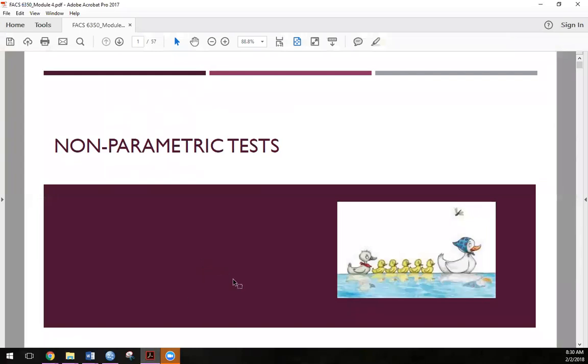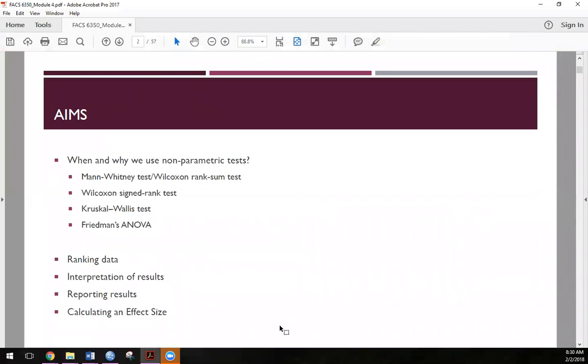And talk about non-parametric tests now. So when we use non-parametric tests, it's because there's data that we have that isn't normal. It's not parametric, so it means it's not normally distributed. And so the different tests that we use are Mann-Whitney or the Wilcoxon rank sum test, the Wilcoxon signed rank test, Kruskal-Wallis test, or Friedman's ANOVA.